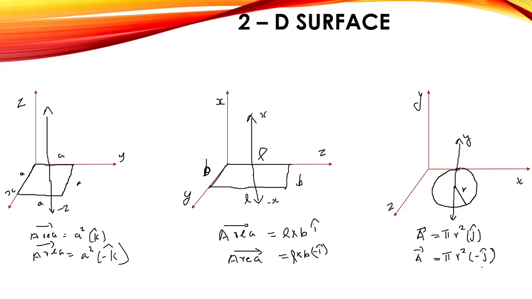So all these examples were for our 2D surface. We didn't consider any 3D surface here, just 2D surface. And for a 2-dimensional surface, you can have 2 directions. That means one is in the positive direction and another is in the negative direction. Okay, understood? I hope you understand this.